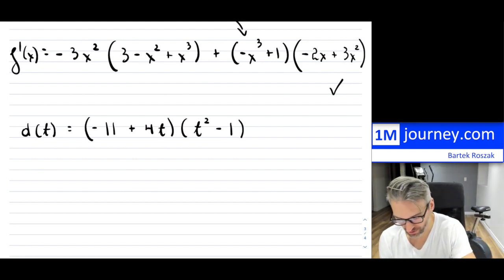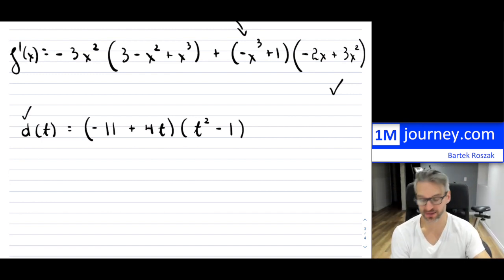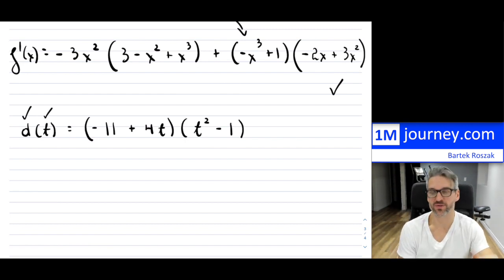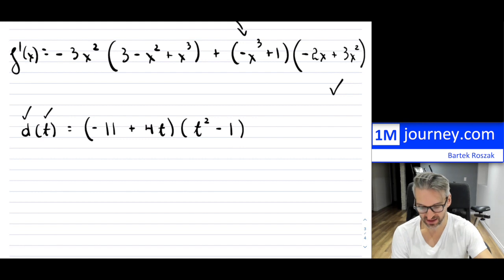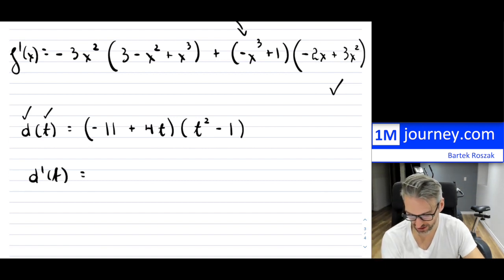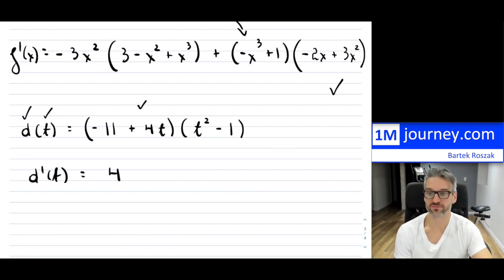But for instance, you might have something like this, where maybe d, instead of our function f, actually represents some distance. And this is the distance with respect to time, as time goes on. And maybe that's the function that we have. So now, finding the derivative of this is not very difficult. Take the derivative of this, it's simply 4, right? The negative 11 is gone.